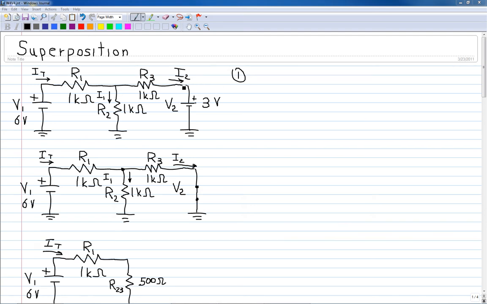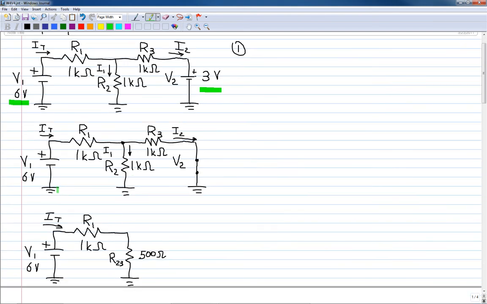In this video, we will analyze how to solve a series parallel circuit using superposition. In this circuit, we have two voltage sources, V1 and V2. In order to use superposition, we must analyze the circuit using only one source at a time. For example, in this first circuit we have here, we will analyze it using V1, and we will short out the voltage source V2.